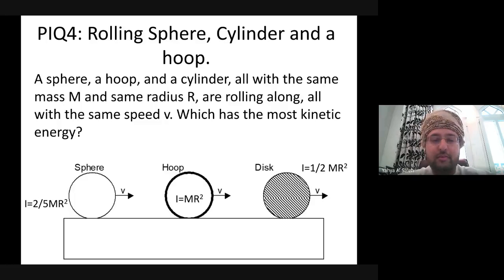So let's take three things. We have a sphere, a hoop, and a cylinder. All same M, all same R, and they're all rolling along with the exact same speed V. Which has the most kinetic energy? A, B, C.